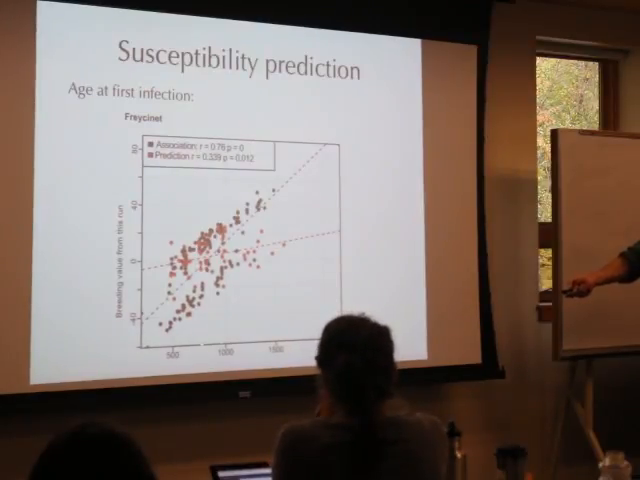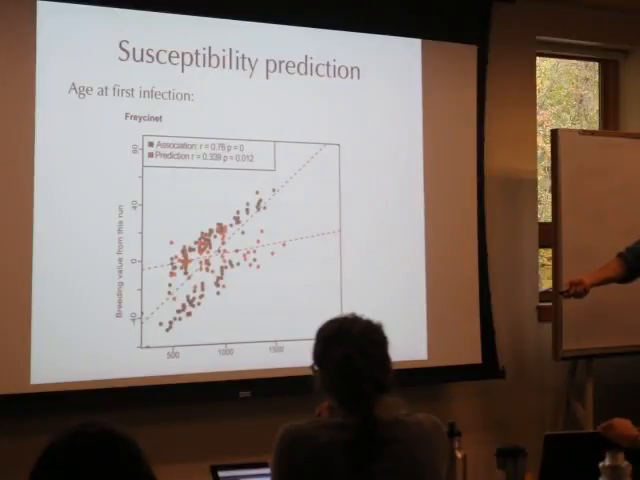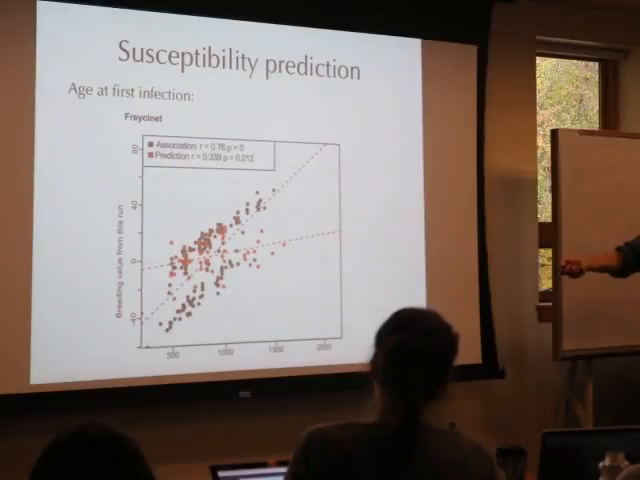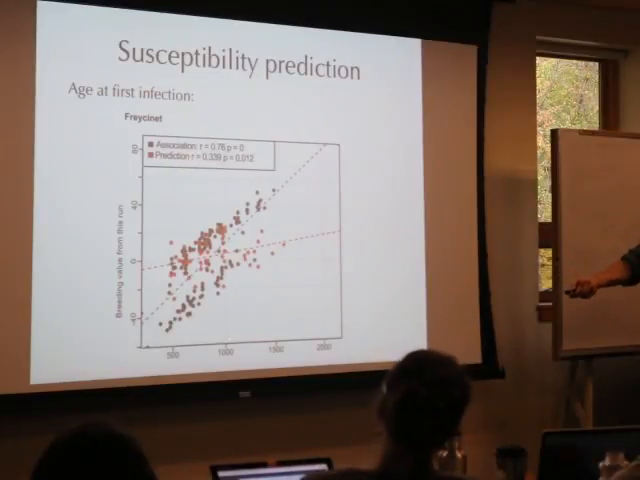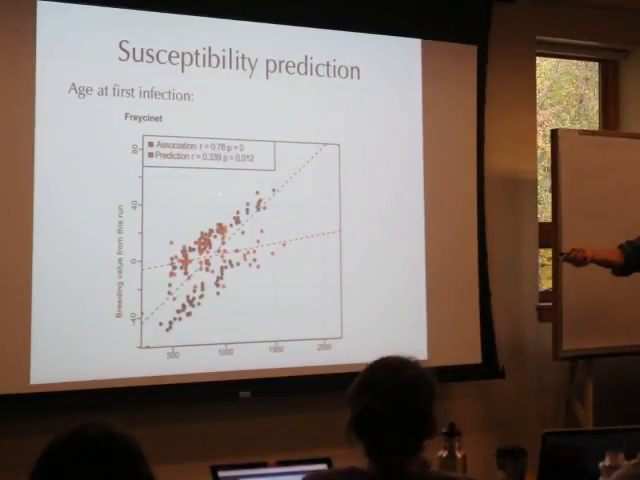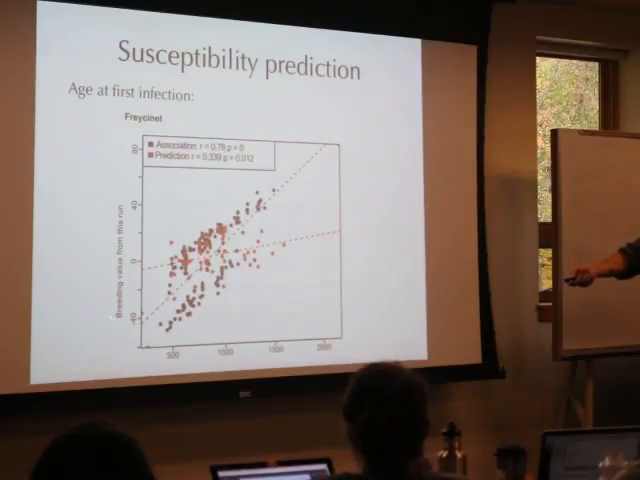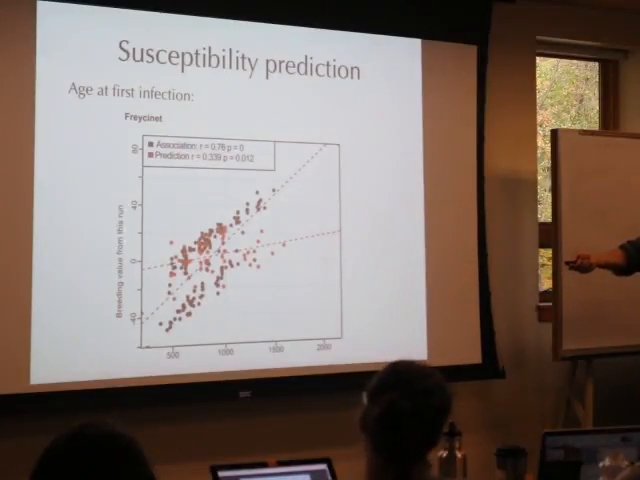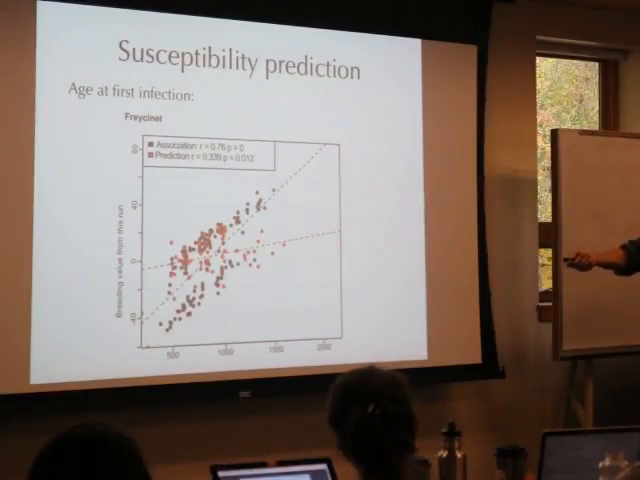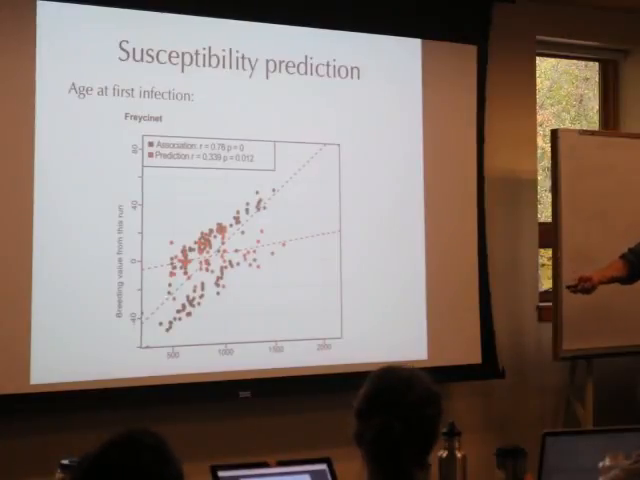On the bottom is the true phenotype for these individuals in days. So, 1,000 days, these are roughly 3-year-olds, individuals who got the disease at age 3. And here is the breeding value, which is the predicted phenotype based on genetics. So the black dots are the model fit.